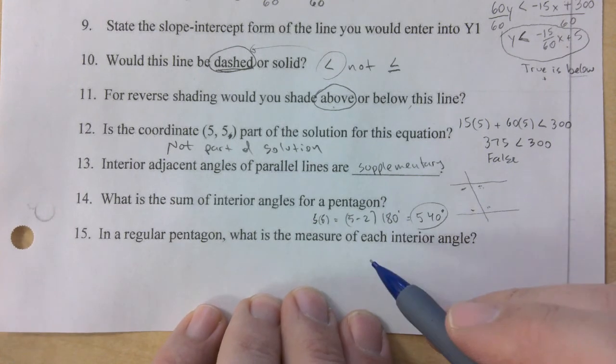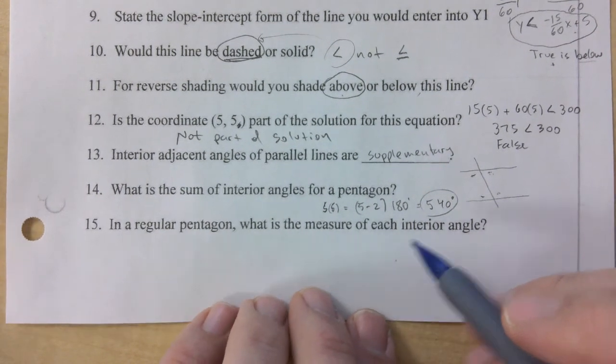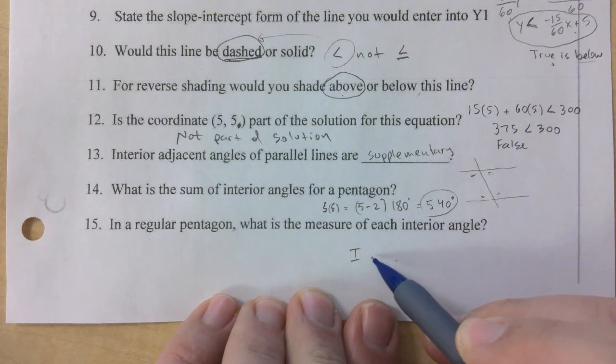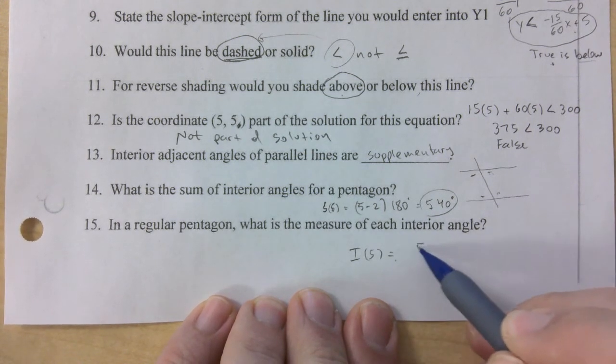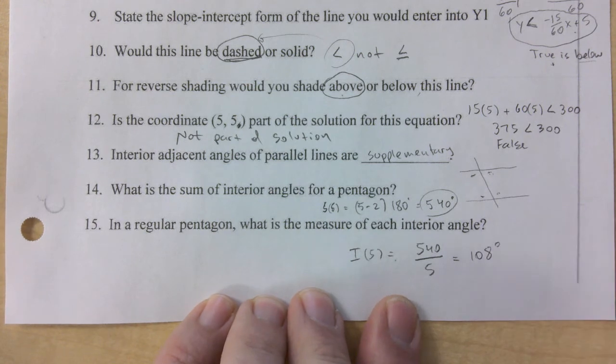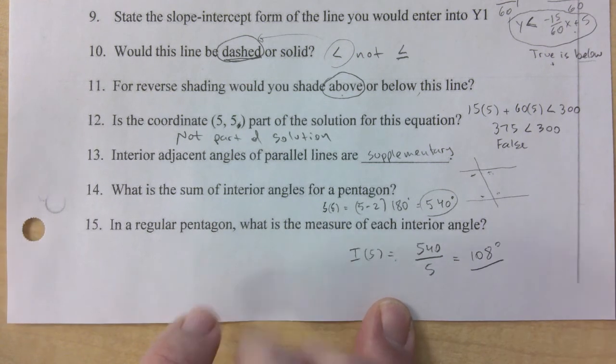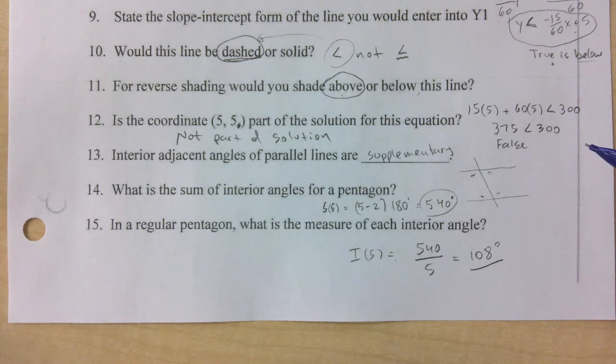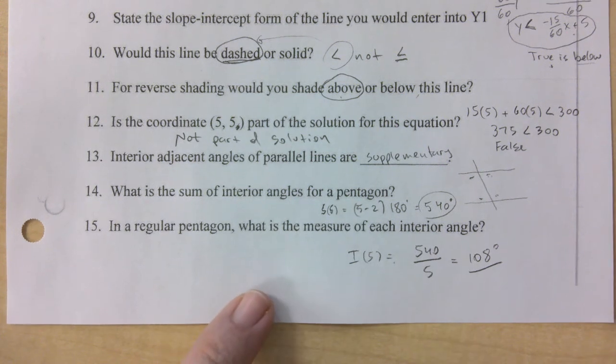In a regular pentagon, what is the measure of each interior angle? We can really just say 540 divided by 5, right? And that's 108. So there is 108. This is out of 9. This AC is out of 9.